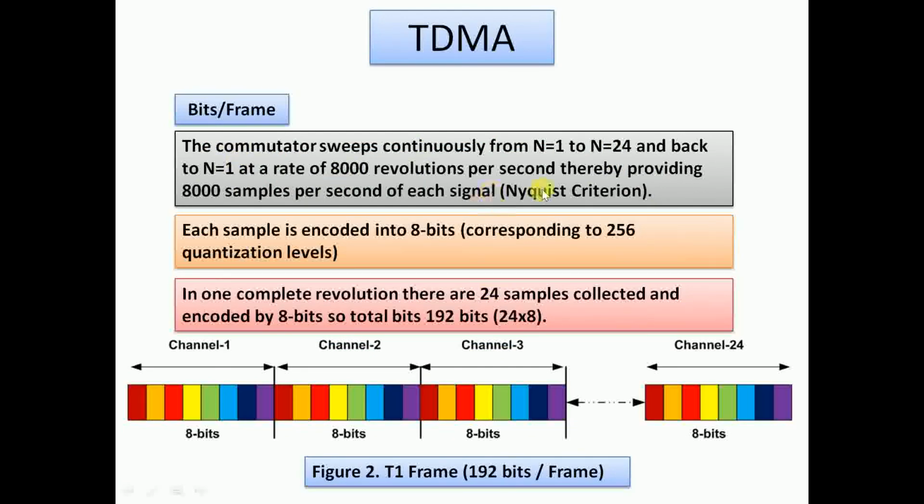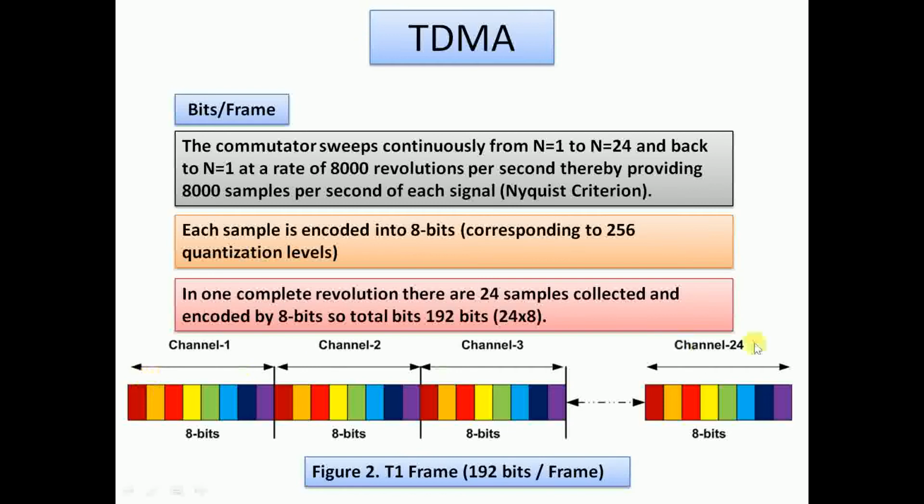I have already explained that we have the standard for 24 users. This commutator continuously sweeps the information from the first to the 24th user and back to n equal to 1, and this is done at a rate of 8,000 revolutions per second, thereby maintaining the Nyquist criteria of 8,000 samples per second of each signal. And in a standard pulse code modulation system we have 256 quantization levels. With 256 quantization levels, each quantized level is encoded in 8 bits.